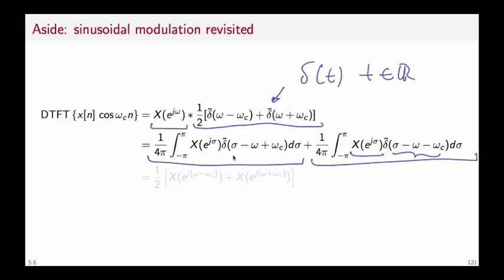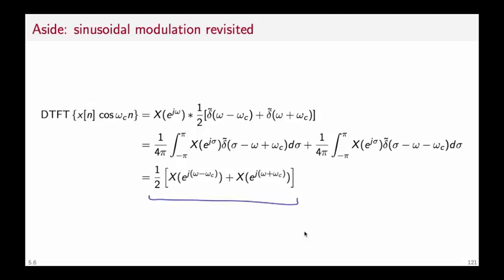So in the first case, we will have that the delta will kick in for sigma equal to omega minus omega c, and in the second term, it will kick in for sigma equal to omega plus omega c. And so in the end, the final result is the well-known modulated signal, 1/2 the Fourier transform of the signal centered in omega c, plus 1/2 the Fourier transform of the signal centered in minus omega c. So this is another way to arrive at the sinusoidal modulation result.